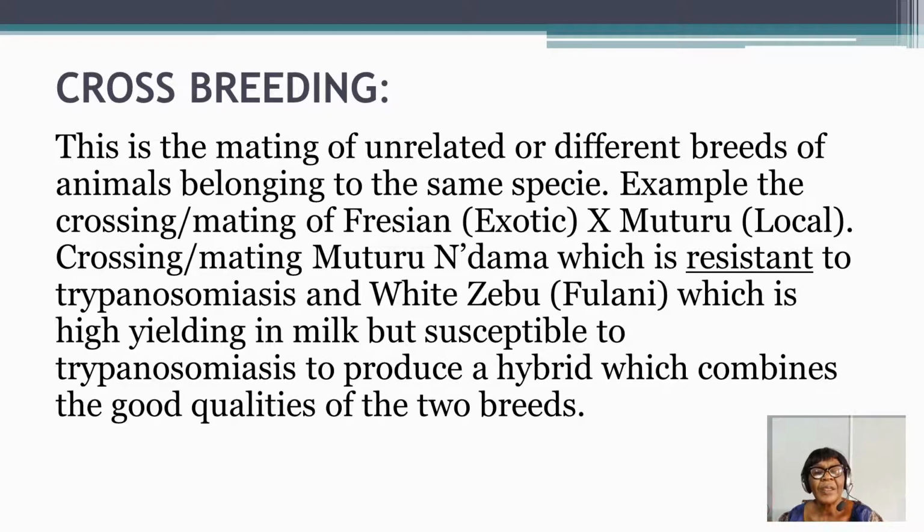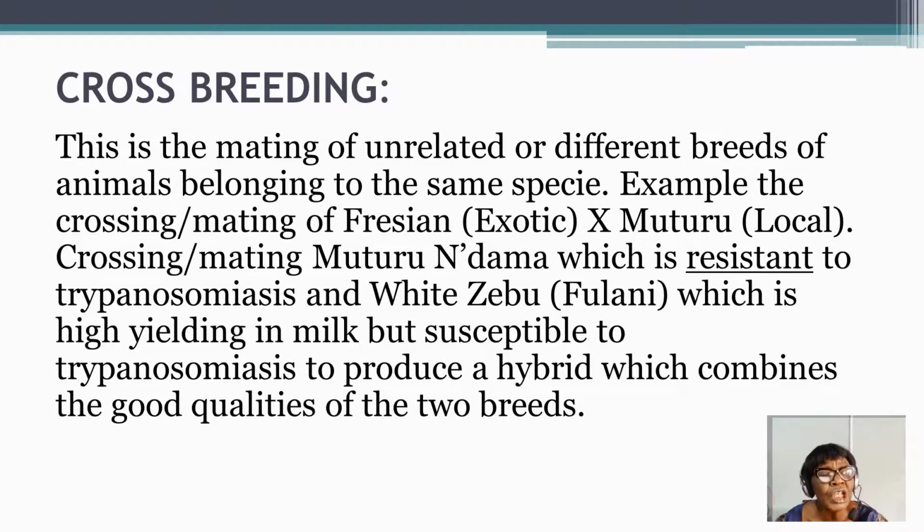breeds. Like we have in rabbits, we have California, we have Chinchilla. These are different breeds. You can mate them, but they are from the same species. Try to understand what we are saying. Okay. So we said animals belonging to the same species.